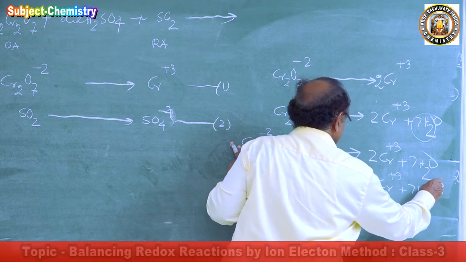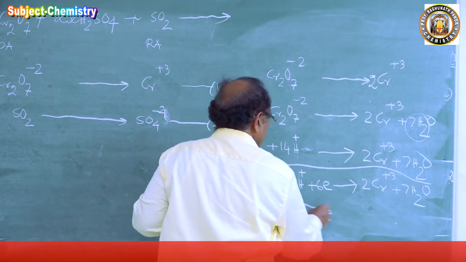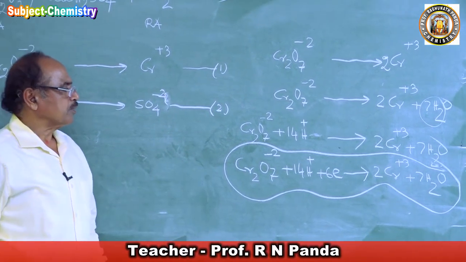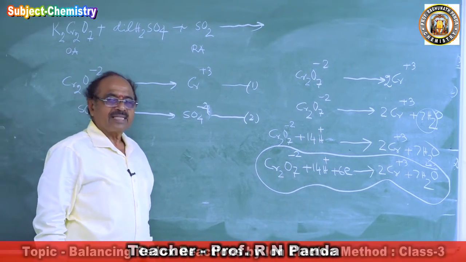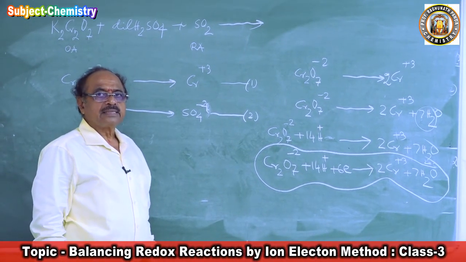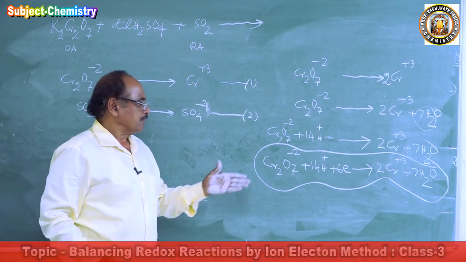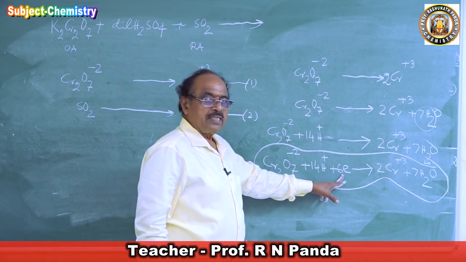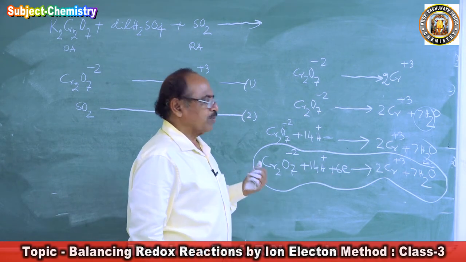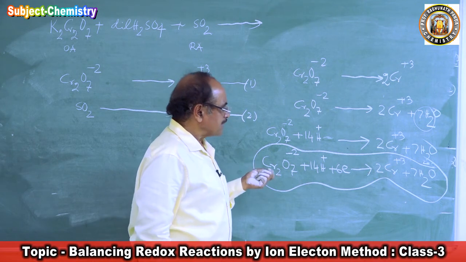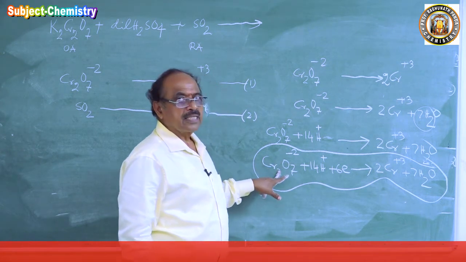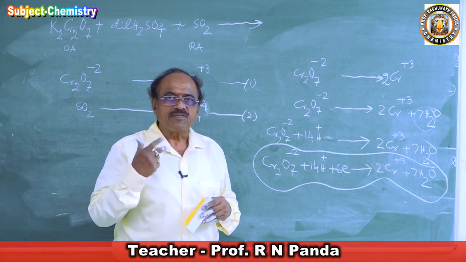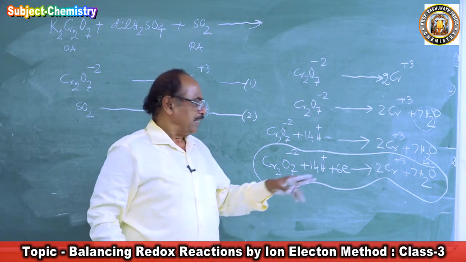So this is the standard equation for potassium dichromate. Wherever we are using potassium dichromate as an oxidizing agent, our standard reaction will be Cr2O7 minus 2 plus 14 H plus plus 6 e gives 2 Cr plus 3 plus 7 water. What does this equation tell us? It tells us two things. Potassium dichromate is a very good oxidizing agent in acidic medium.